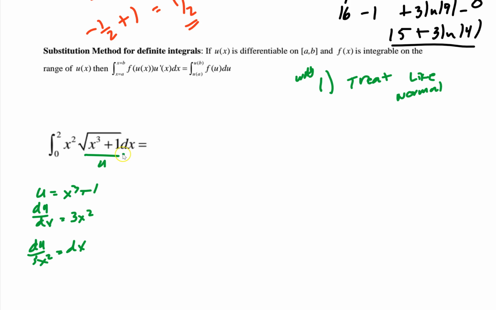Right, so I have everything I need. I have my dx, I have my u, plug it all in. So we're going to integrate from 0 to 2 x squared u to the 1/2 over du over 3x squared. The x squareds cancel out. I'll pull out the 1/3 just for the sake of it.